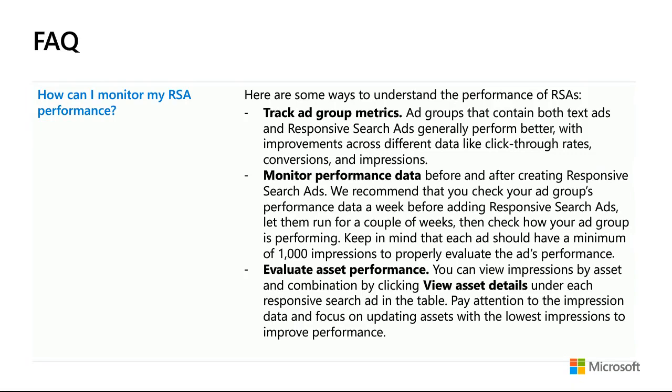One common question that we get is, how can I monitor my RSAs? Here are some ways to understand the performance. First, track ad group metrics. Don't break it down by ad type. Look at overall before you implement RSA and then 2 or 3 weeks after you implement RSA. Then monitor performance data at the overall level and evaluate your asset performance in the asset reporting tool within every ad.